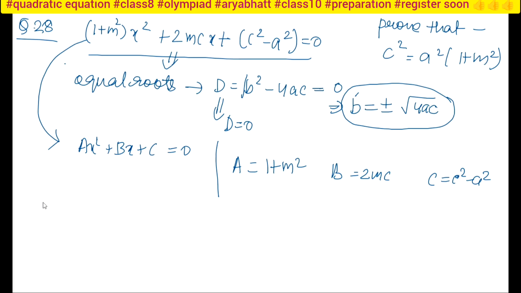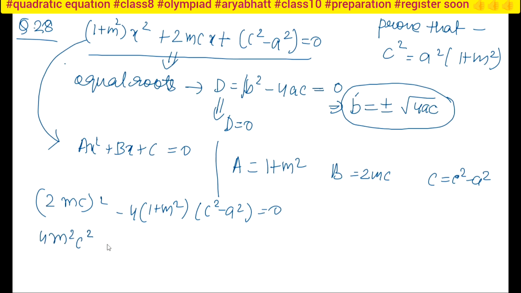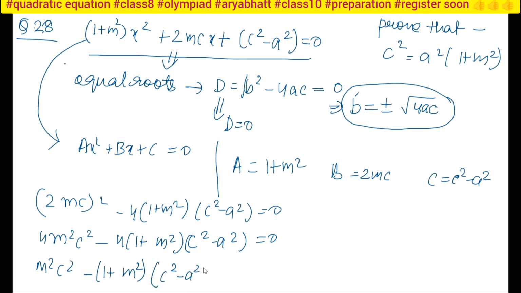Now applying the discriminant condition, what will I get? 2mc whole square minus 4 times 1 plus m square into c square minus a square is equal to 0. Expanding everything, I get 4m square c square minus 4 times 1 plus m square into c square minus a square is equal to 0. So m square c square minus 1 plus m square into c square minus a square is equal to 0. I am just solving the algebraic expression and simplifying it.